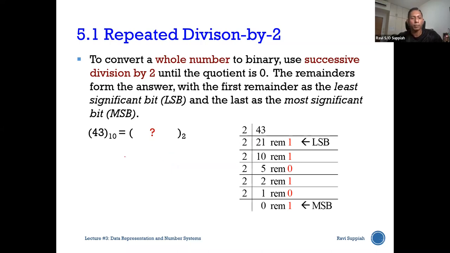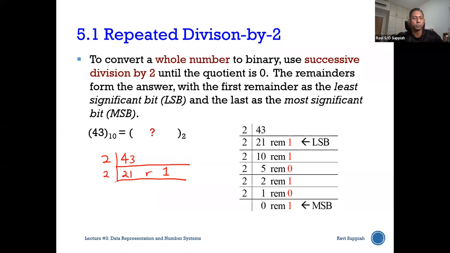So for example, this number, 43, I divide by 2. So when I divide by 2, what happens? I will get 21, but I have a remainder of 1. That remainder is basically the ones that will be used to form the bits. So I will do this continuously until I get 0.